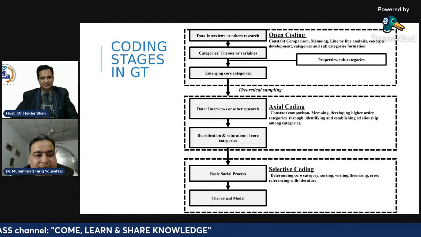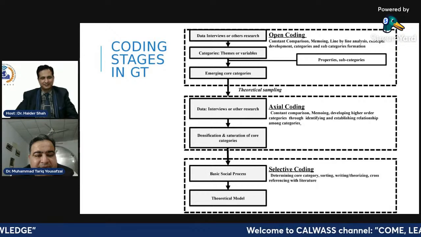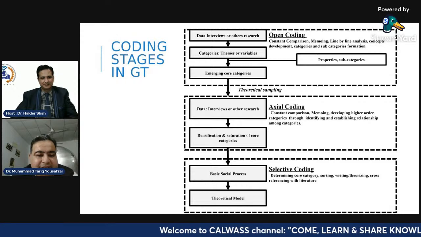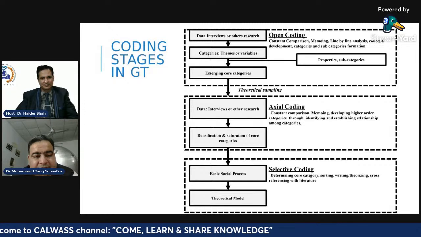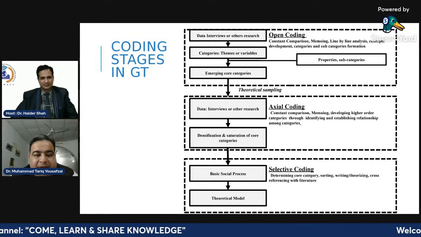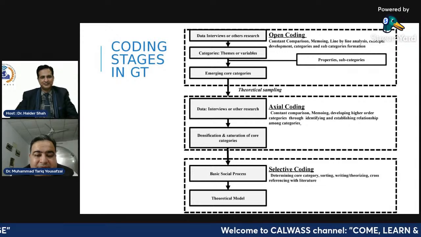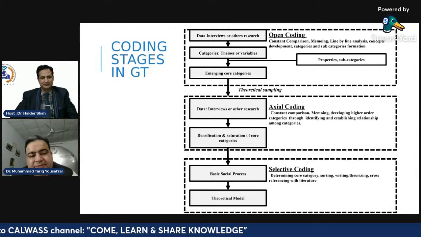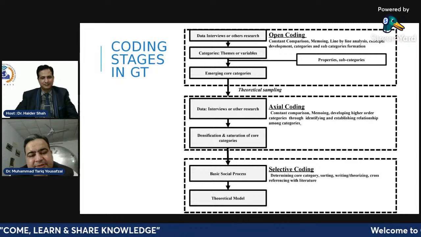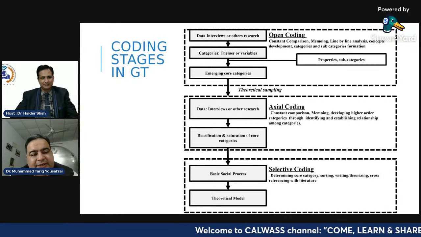First, we collect the data from interviews, then we categorize them into themes or variables, and then core categories emerge. Now, this core category will be further refined through densification of categories. Like in Excel coding, we continue with constant comparison, memoing, developing higher order categories by identifying and establishing relationships among variables. And in the first two, we are trying to filter out the data.